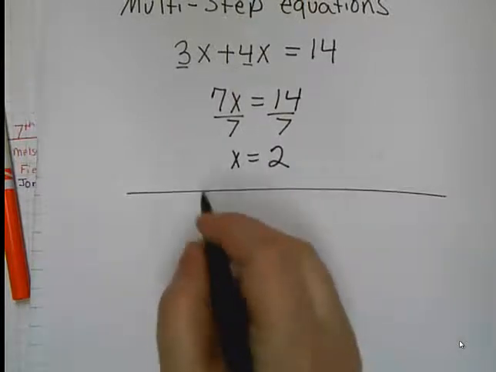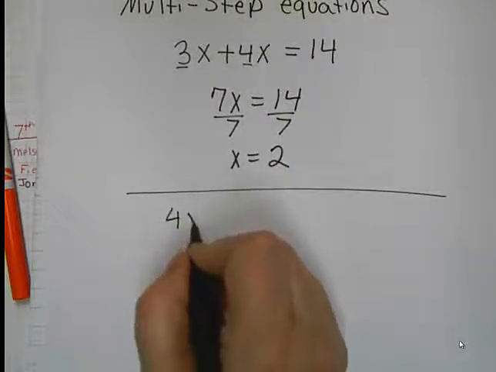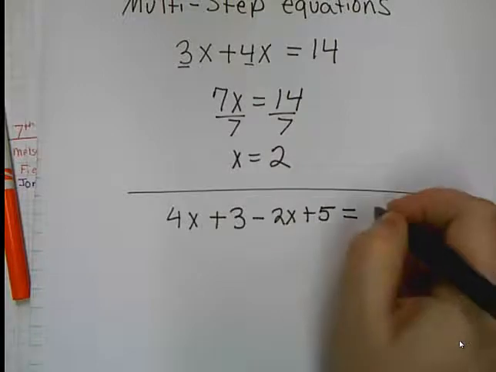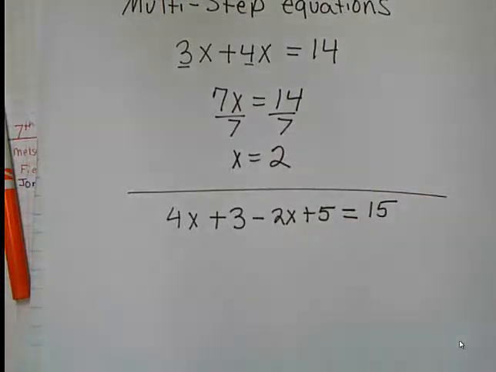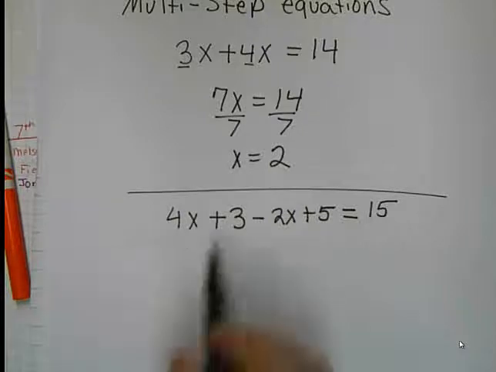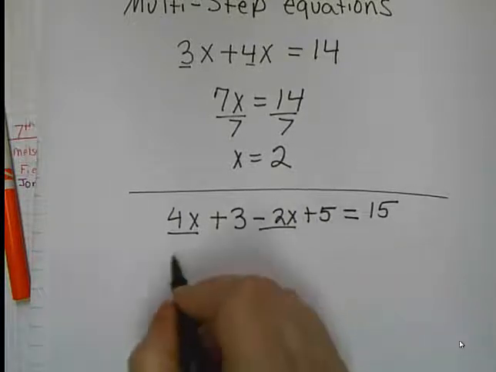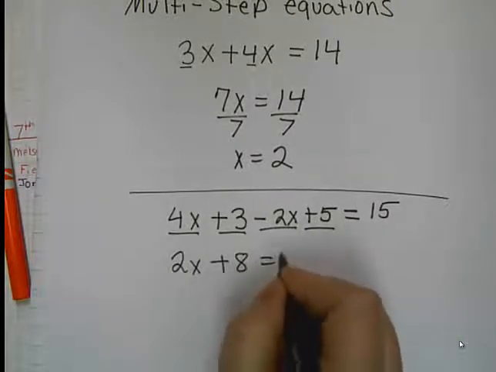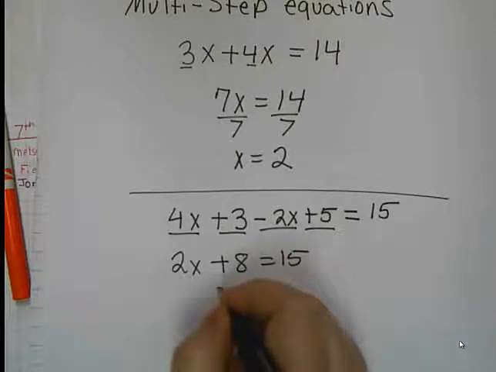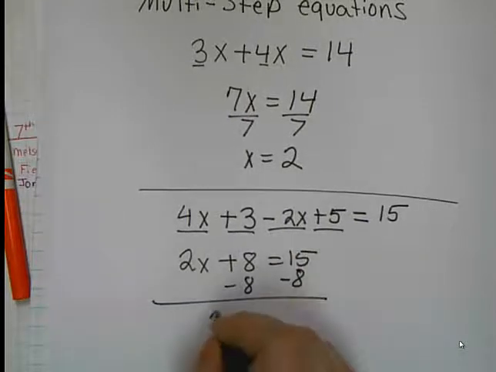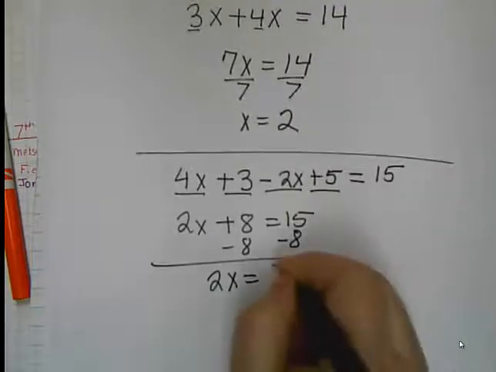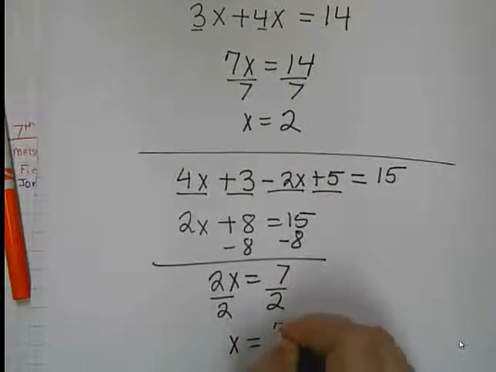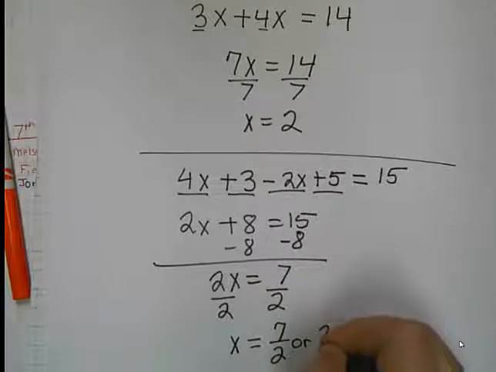Okay, so let's try another one. So, combine like terms. What's 4x minus 2x? 2x. And what's 3 plus 5 plus 8? Equals 15. So now I'm going to subtract 8 from both sides. 2x equals 7. Divide both sides by 2, and x equals 7 over 2, or 3.5.